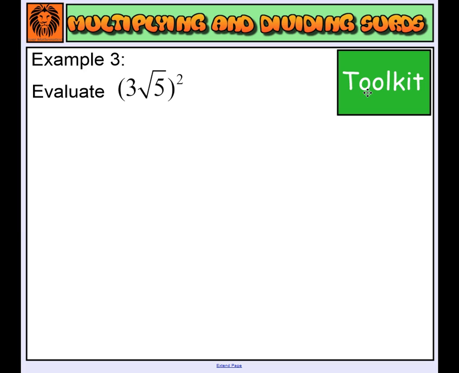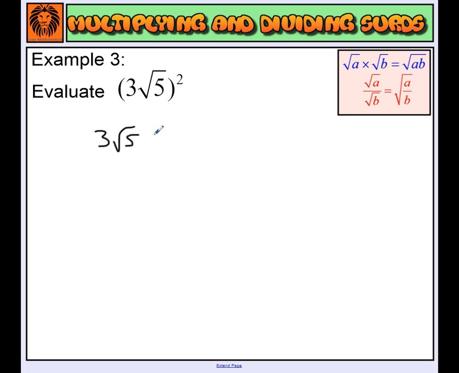For example 3, we have 3 lots of root 5 all squared. The first thing we're going to do is rewrite the question so it looks like the previous examples. Now because it's squared, that means it's multiplied by itself, so that's 3 root 5 times 3 root 5.